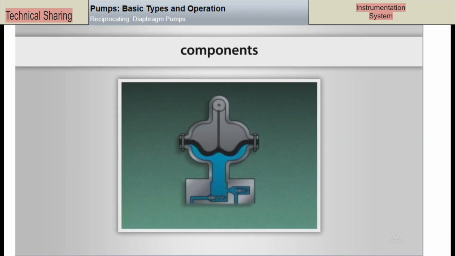Components. The flexible diaphragm is installed across the pumping area or cavity. The diaphragm is attached to a connecting rod, which on this pump is connected to a motor-driven device called an eccentric. The eccentric and the connecting rod convert the rotation of the motor to a reciprocating motion. The suction and discharge valves are located underneath the pump cavity.